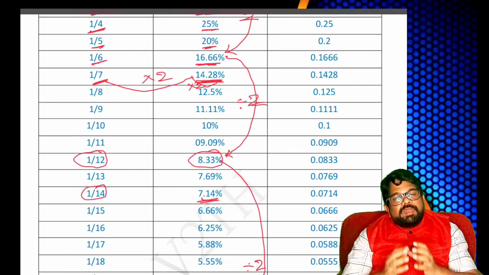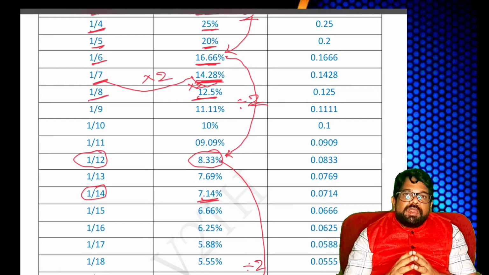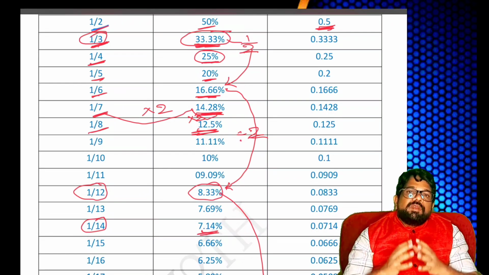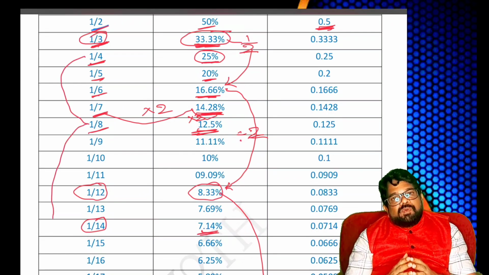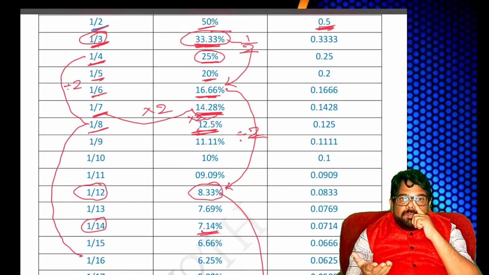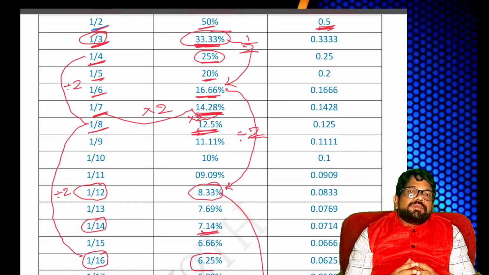Now 1 by 8. What is 1 by 8? Half of 1 by 4 again. 1 by 4 is 25%, we know. Half of that is 12.5%. What is 1 by 8 now? 12.5%. If you know 1 by 8, you can calculate 1 by 16 also very easily. Half of 1 by 8. 1 by 8 is 12.5. Half of that is how much now? 1 by 16. What is 1 by 16? Half of 12.5, 6.25%. 1 by 16 is 6.25%.